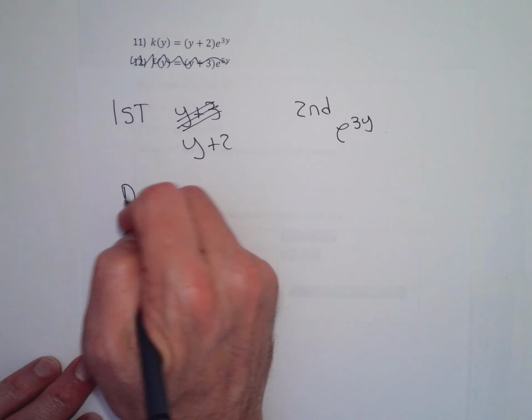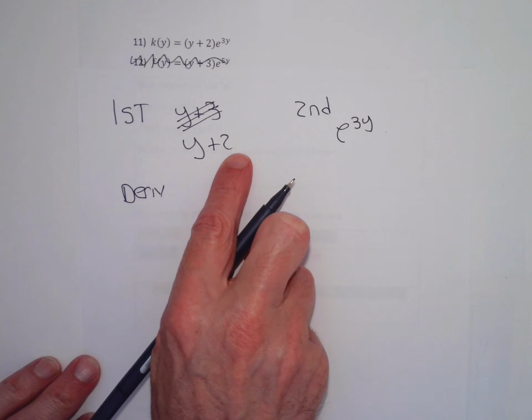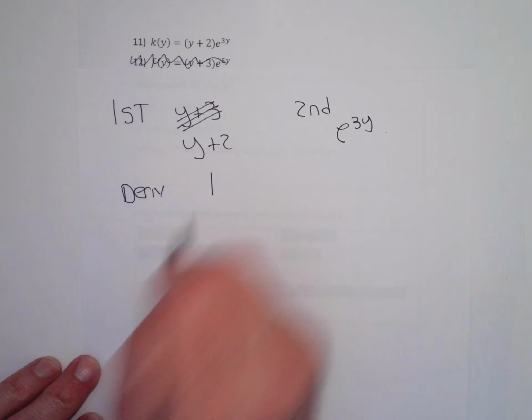Now I'm going to find the derivative. The derivative of y plus 2 is easy. The derivative of 2 is 0. The derivative of y, because it's a first power term, is just its coefficient. There's an implied coefficient of 1.